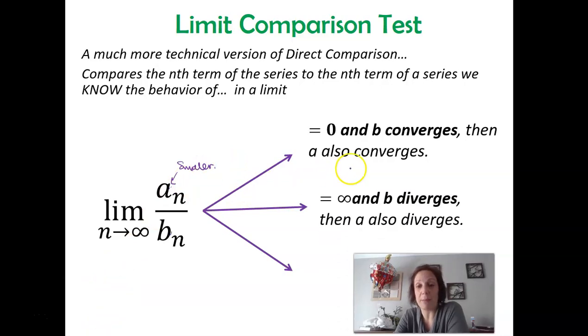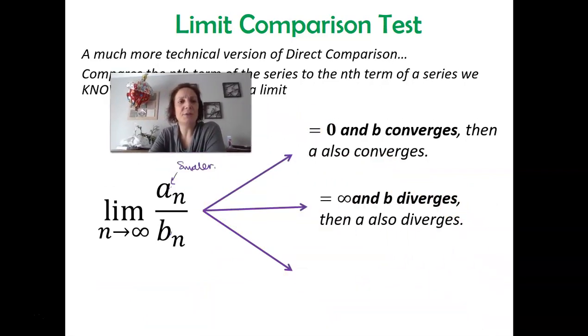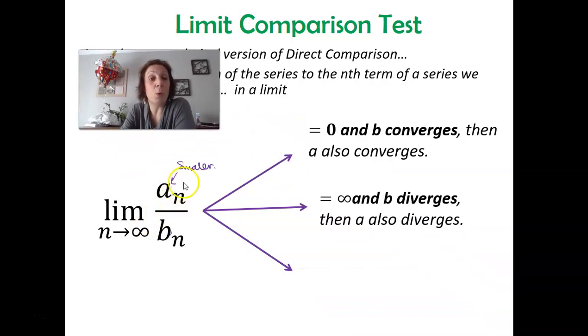Now, another thing that could happen is that it goes to infinity, right? If it goes to infinity, that means the exact opposite thing: the one on top was bigger. It had to have gotten much bigger than B. So if the one on top is bigger, then in order to prove anything, I have to know that this diverges. If this diverges and this is even bigger, then I have divergence.